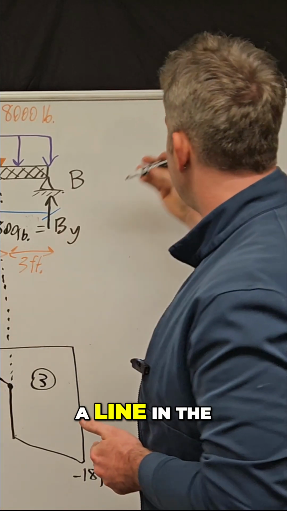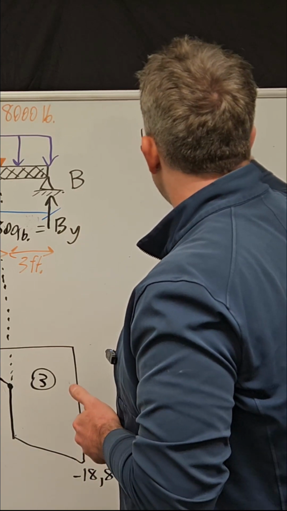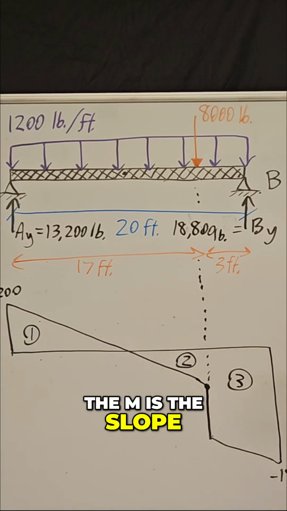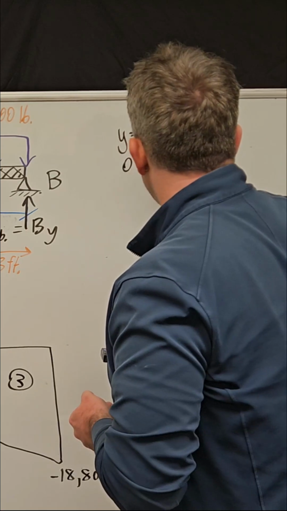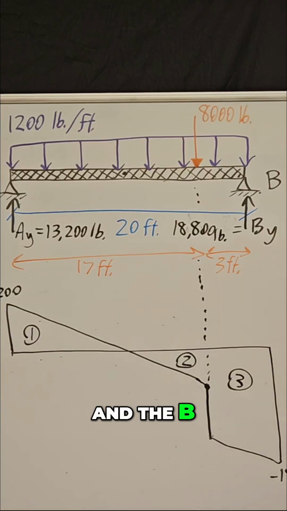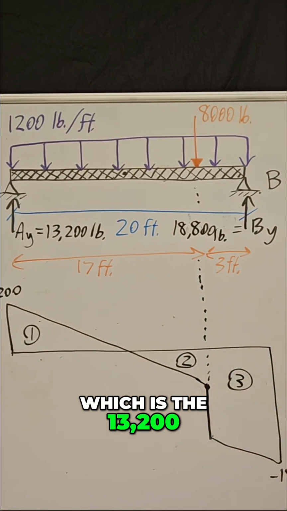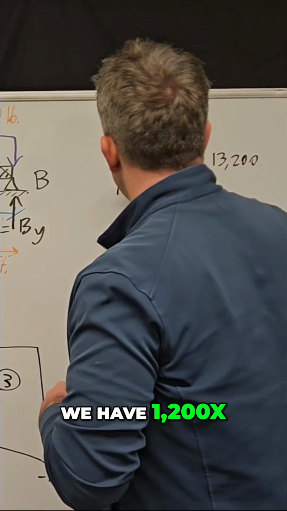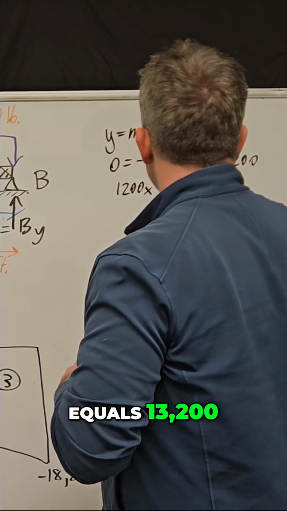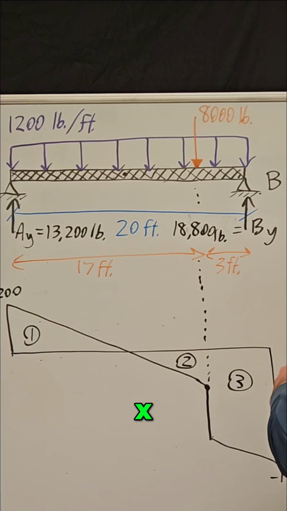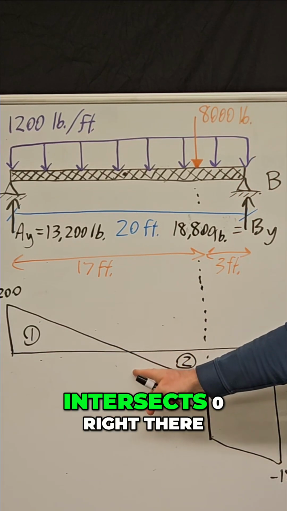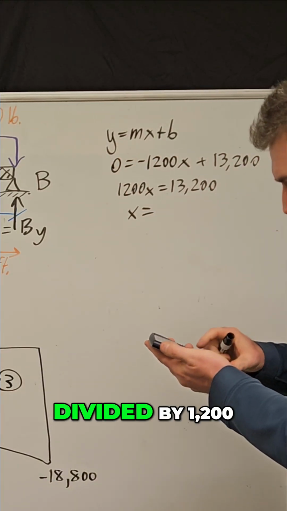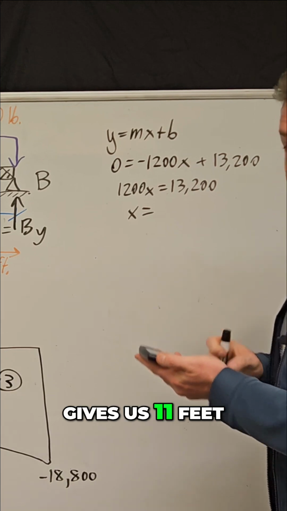And so we can set up a line in the form of y equals mx plus b. And we want that y to be 0 in this case. The m is the slope, which is negative 1,200. And the b is the y-intercept, which is the 13,200. And so if we move this stuff over, we have 1200x equals 13,200. And so x, which is the distance until it intersects 0 right there, is equal to 13,200 divided by 1,200. And that gives us 11 feet.